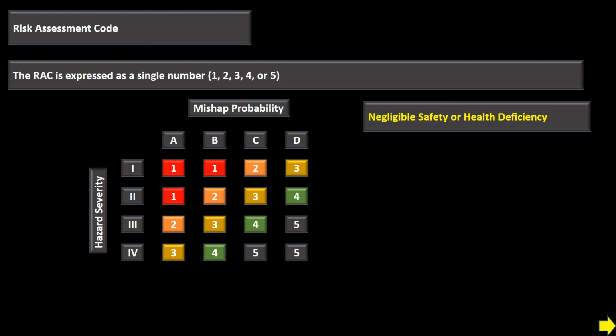Okay, so the big thing to take away is the RACs are expressed as a single number, and what they're doing is they've got this grid laid out, and you take the probability and the severity, right? If it happened, how bad it would be, and then how likely is it to happen, and that's how you get a risk assessment code.